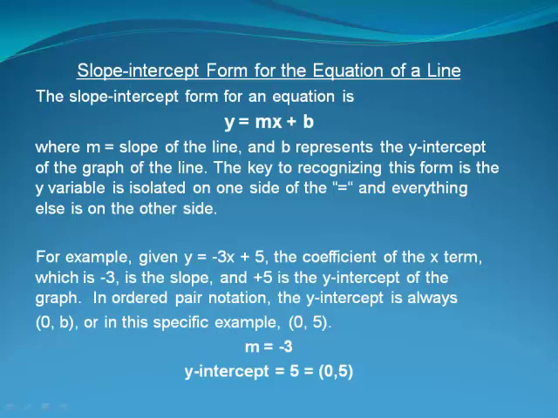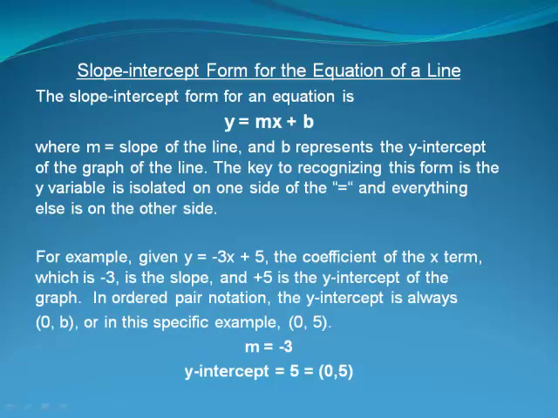For example, given y equals -3x plus 5, the coefficient of the x term, which is -3, is the slope, and the +5 is the y-intercept of the graph. In ordered pair notation, the y-intercept is always 0, b, or in this specific example, 0, 5, because you know from previous sections that the y-intercept occurs on any graph where x is equal to 0. So b represents the y value, and x has to be 0 in order to be talking about the y-intercept.